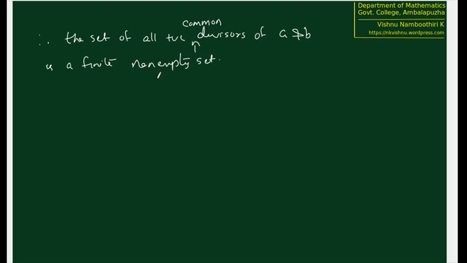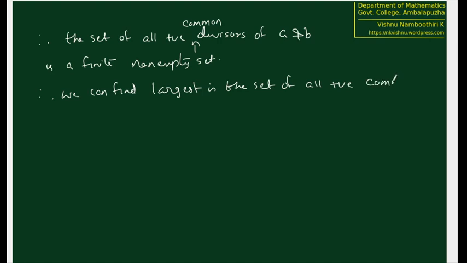It's finite because it can have at most the minimum of a and b elements. For example, suppose that we are considering a equal to 10 and b equal to 15, then the set of common divisors of a and b can contain at most 10 elements. So if we have 10 elements, we can just start from 1 and locate the largest among these 10 elements since it's a finite set. Therefore, we can find the largest element in the set of all positive common divisors of a and b.